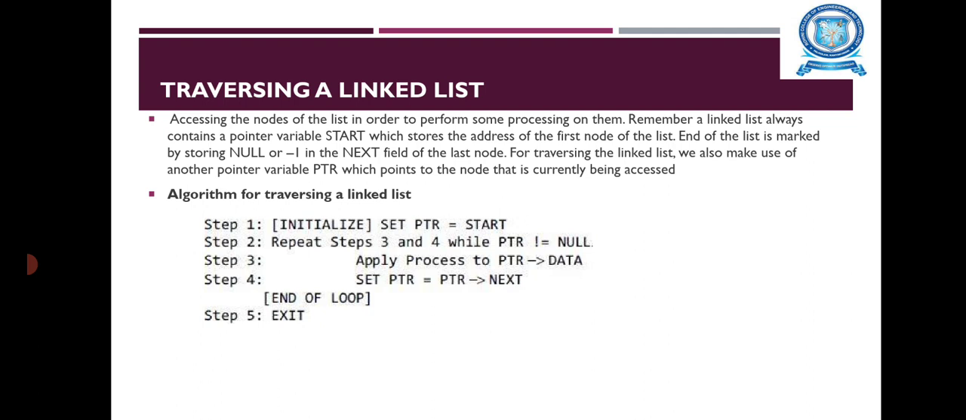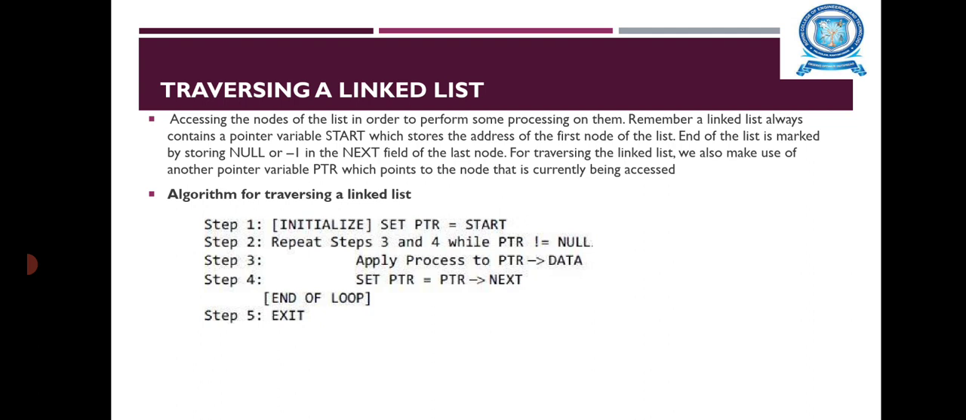For traversing a linked list, we can also make use of another pointer variable which points to the node that is currently being accessed. This is the algorithm for traversing a linked list. First step is initialize, that means set pointer equal to start. Then start contains the pointer for the first node. Then the second step is to repeat steps 3 and 4. That means apply process to pointer data. Then set pointer equal to pointer next.